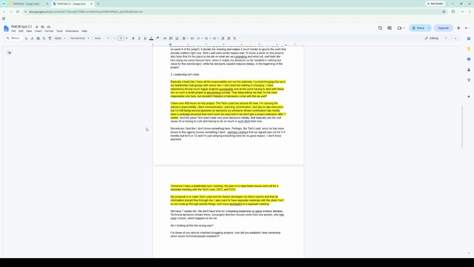Tomorrow I have a leadership sync meeting. My plan is to raise these issues and call for a separate meeting with the tech lead, CEO, and COO. My proposal is to make the tech lead and senior dev my direct reports and that all information should flow through me. I also want to have separate meetings with the client one-on-one so we can go through priority things and move the technical leads to a separate meeting.